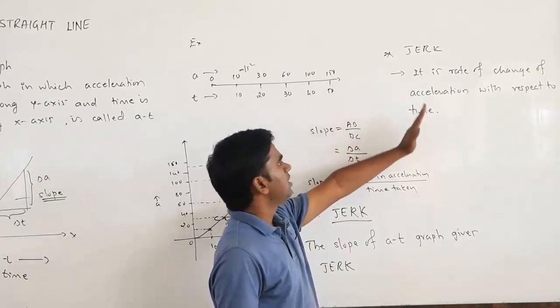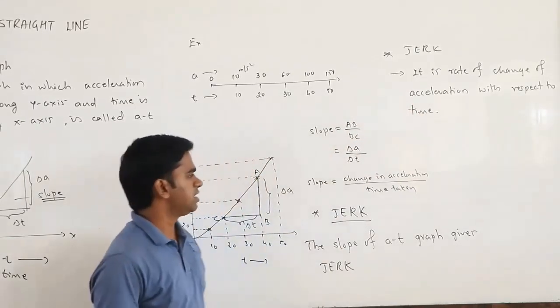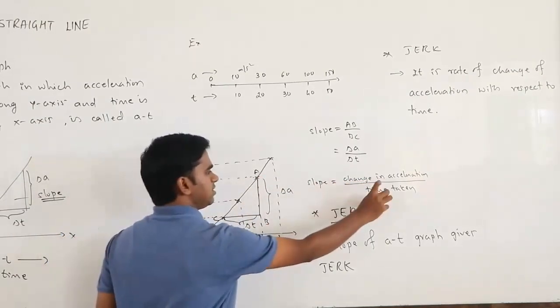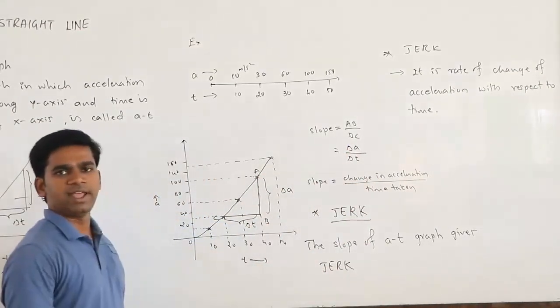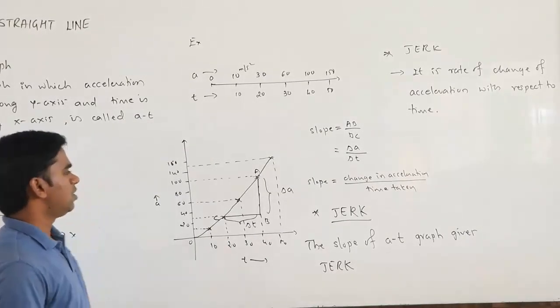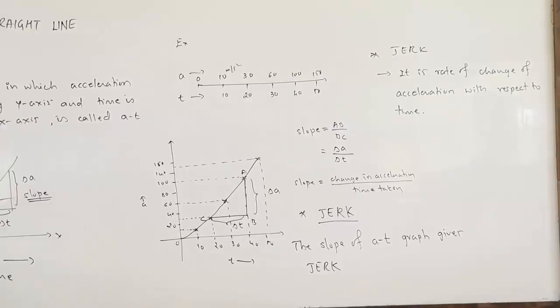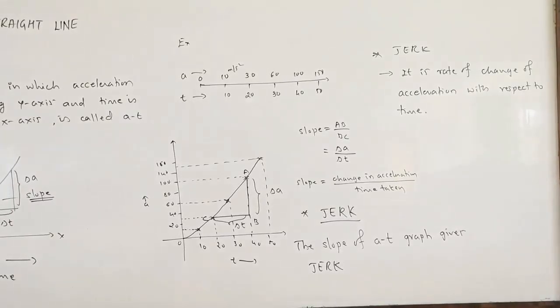So jerk is the rate of change of acceleration with respect to time, because the slope is giving that only, change in acceleration divided by change in time. So this is what the slope of the acceleration time graph gives. That is nothing but jerk.